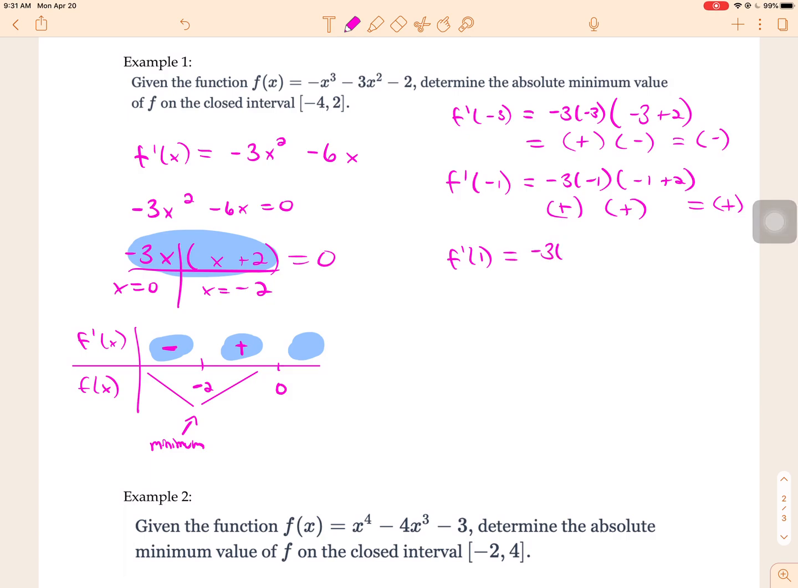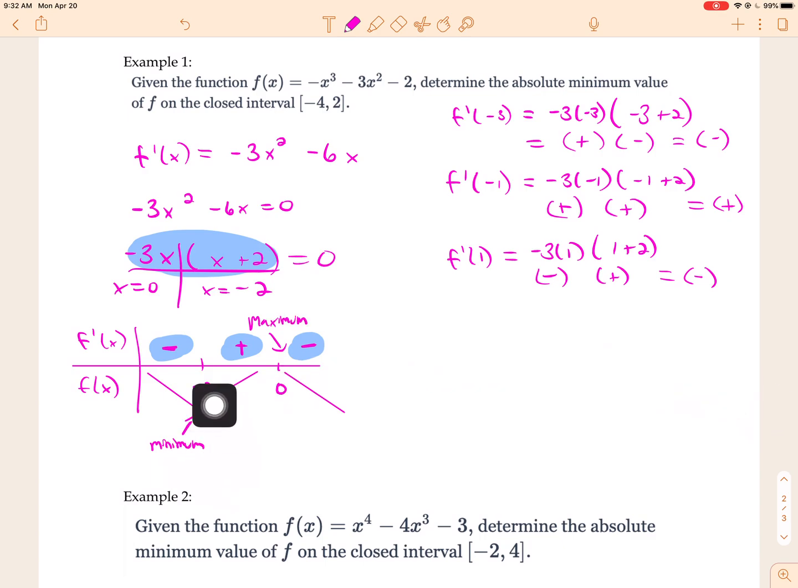So we get -3 times 1, which is negative, and then we get 1 plus 2, which is positive, and a negative times a positive is negative. So it goes back down, so that means if it goes from positive slopes of the tangent line to negative, this is going to be a maximum.